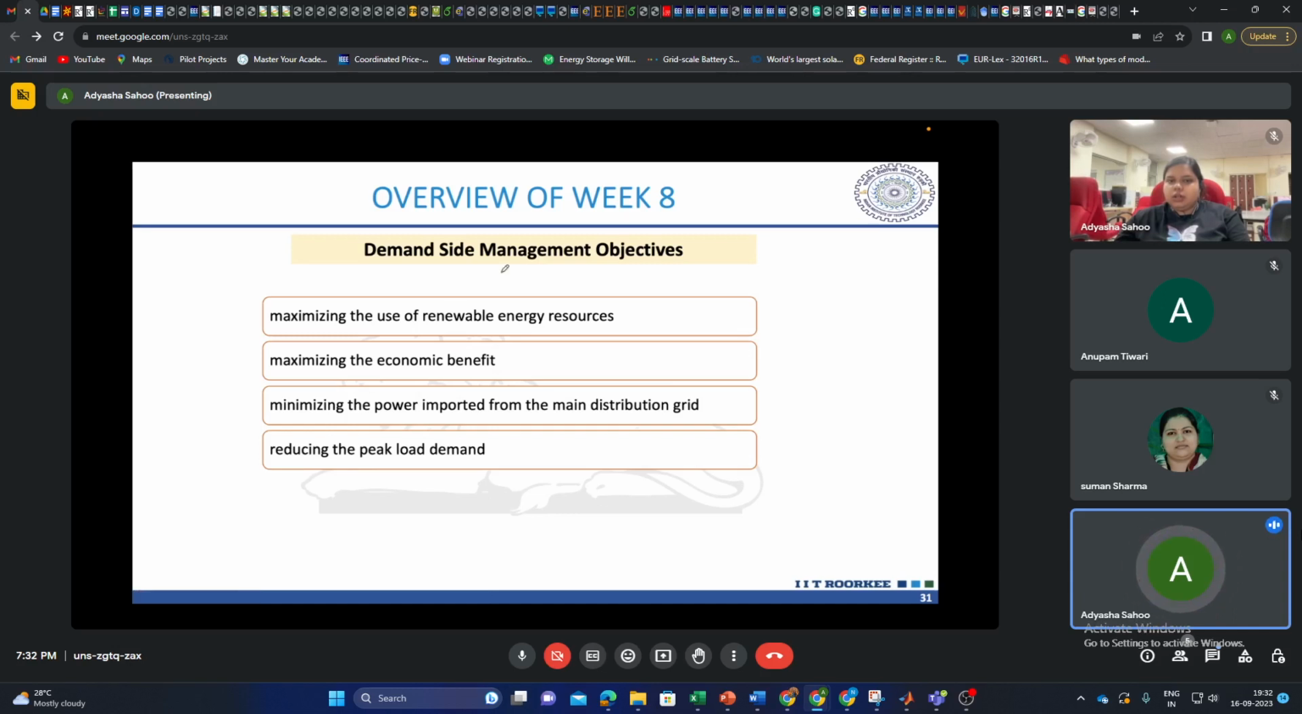So for this demand side management, what can be our objectives? First is obviously maximizing the renewable energy resources or green resources. Two objectives you can have: maximize the generation, or minimize the peak load. Then we have maximizing the economic benefit, basically economic benefit or social welfare.